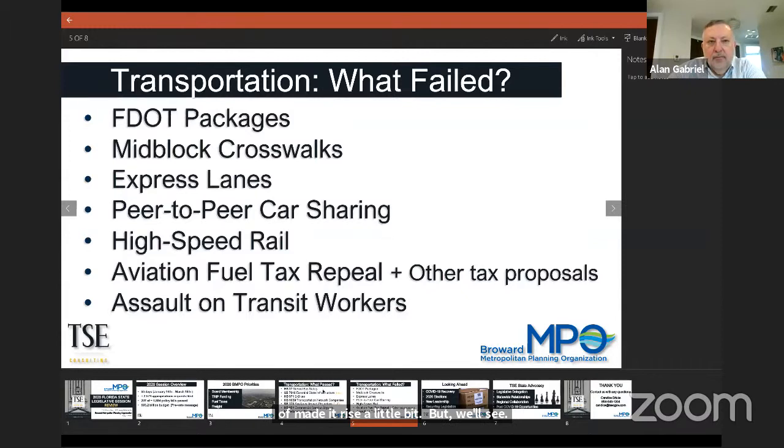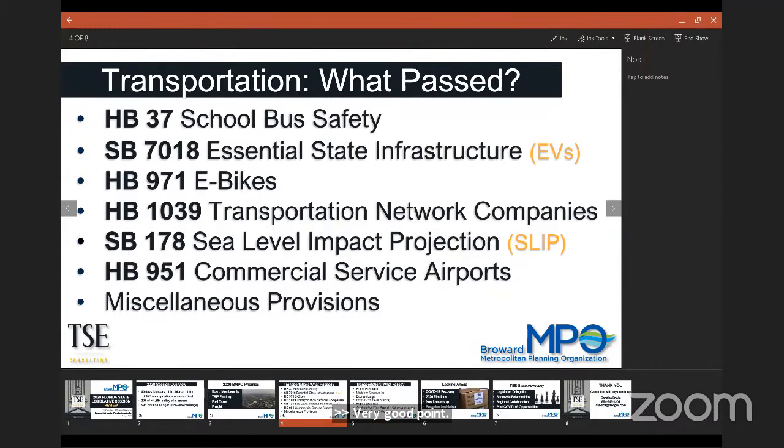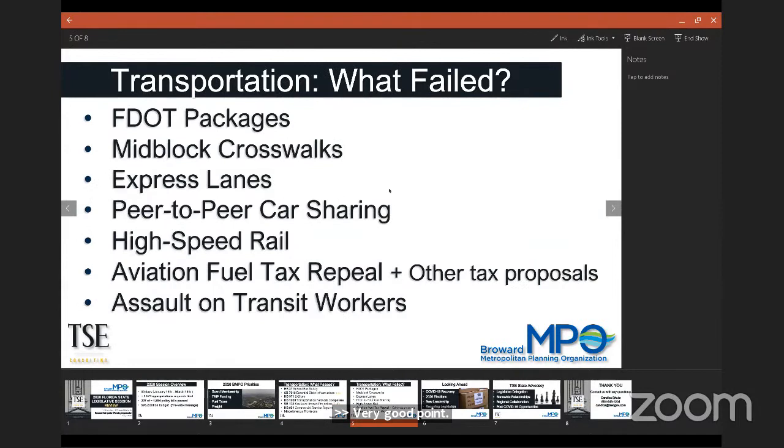Unless anyone else has any questions, I'm going to move on to what failed. And just to highlight a couple of these, feel free to ask about any of those that you see. The FDOT packages did fail this year, which is not unusual. Usually it's every few years that the FDOT package passes. And it kind of ended up all over the board. It ended up getting stuck in Senate committees, and that's why it ultimately did not pass.